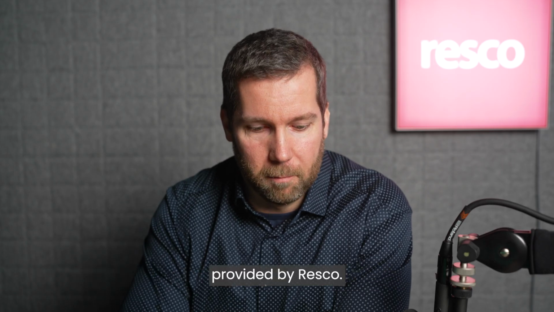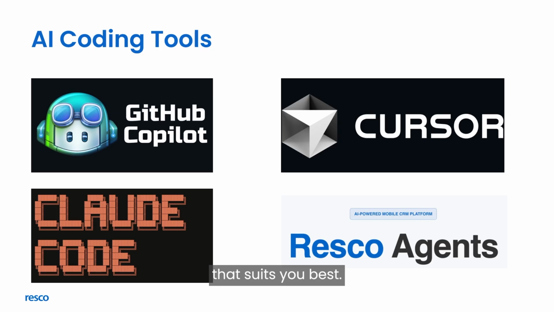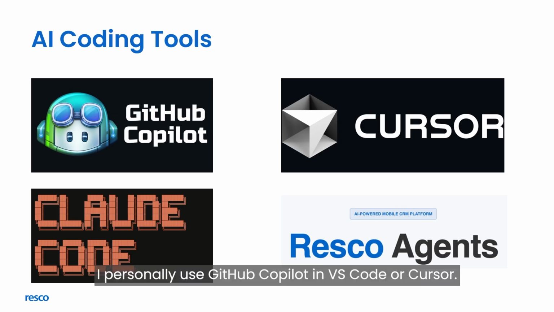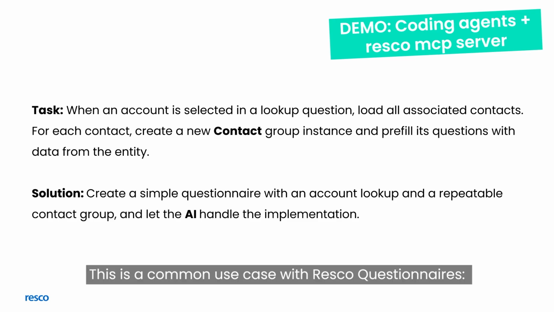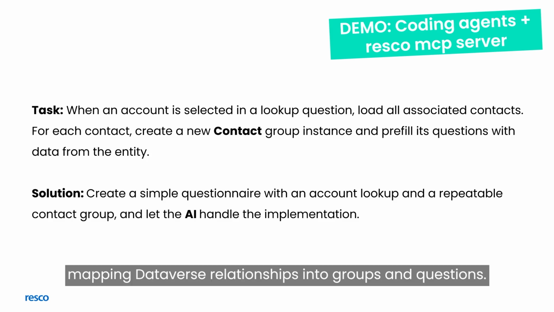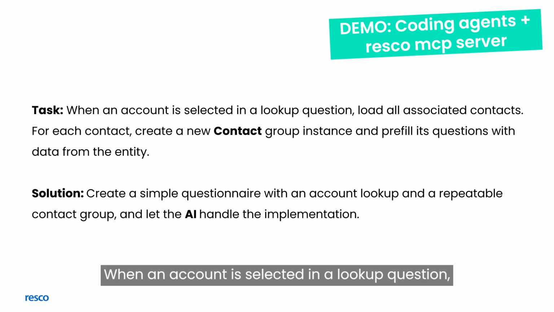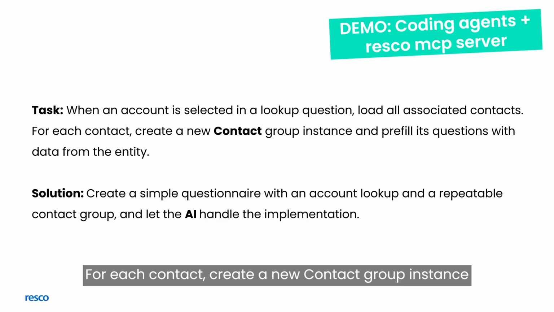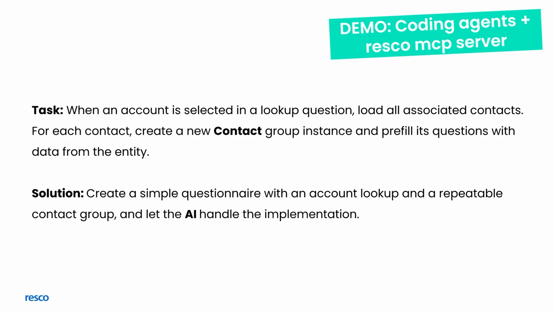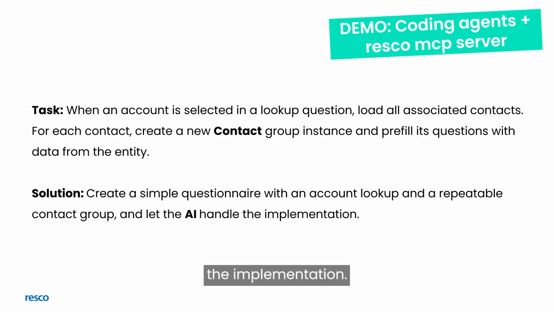To get started with AI coding tools, you first need to choose one that suits you best. I personally use GitHub Copilot, VS Code, or Cursor. For demos in this presentation, I've chosen the first option. This is a common use case with Resco questionnaires, mapping Dataverse relationships into groups and questions. In this case, my task is, when an account is selected in a lookup question, load all associated contacts. For each contact, create a new contact group instance and prefill its questions with data from the entity. Solution: create a simple questionnaire with an account lookup and repeatable contact group, and let the AI handle the implementation.